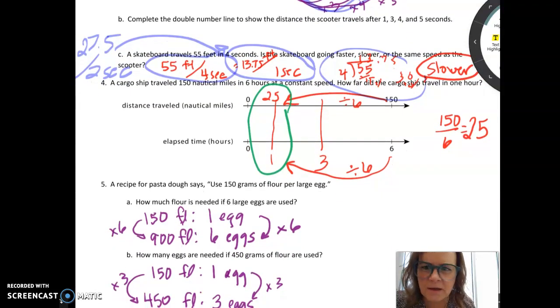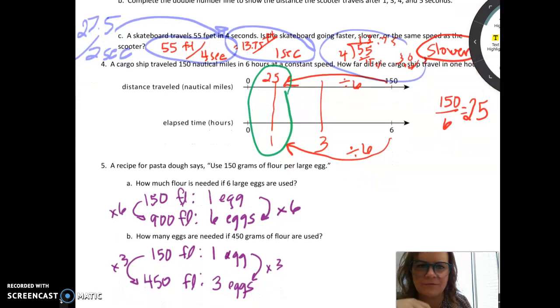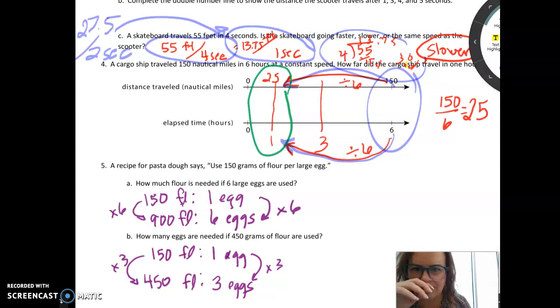But the next one, we have a cargo ship that travels 150 nautical miles in 6 hours, and we had to figure out the 1 hour or the unit rate. And so I just divided 6 by 6 to get 1, and then I divided 150 by 6 to get 25. So it's 25 miles per hour.